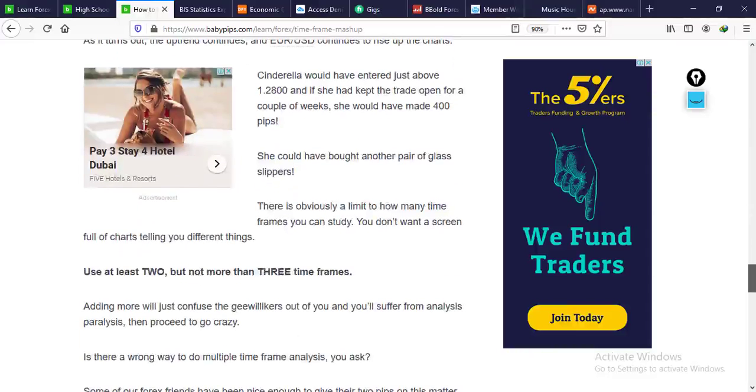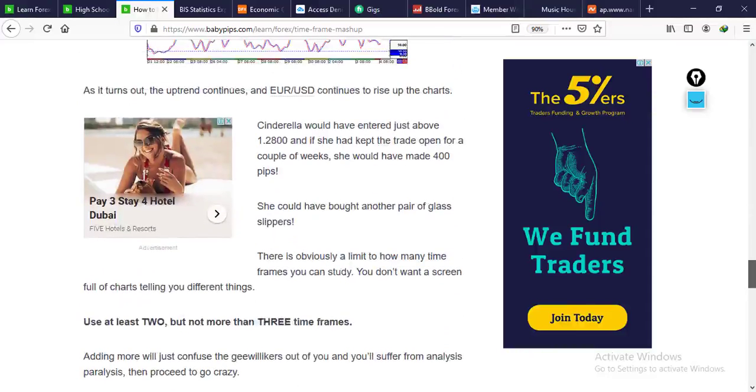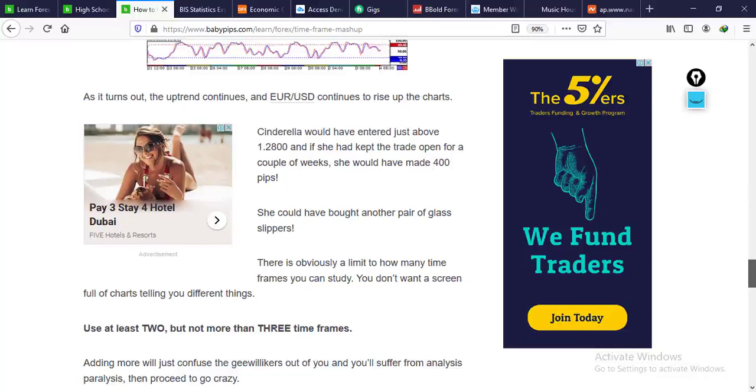So Cinderella would have entered just above 1.2800 and she would have kept that trade open for a couple of weeks and she would have made 400 pips. Remember what they said, she would have kept that trade open for a couple of weeks.